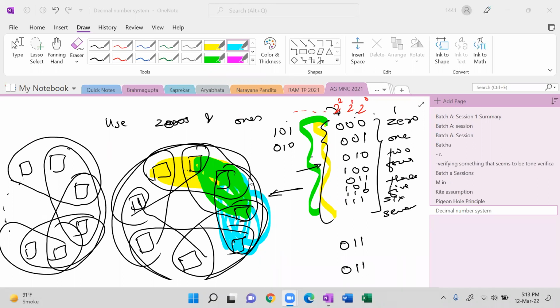Yes, sir. Sir, so still we can only have 8 squares, right? Yes.